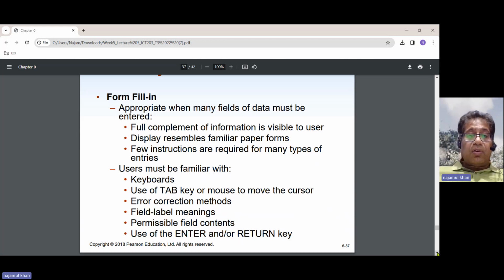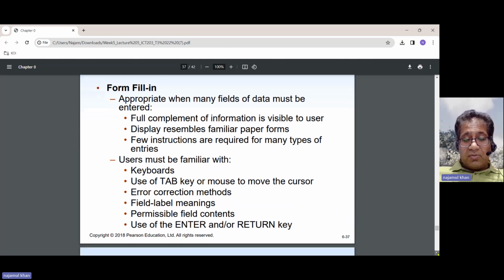Of course, if someone fills up wrong information, then there should be a way where that information can be swiftly corrected without any hassle. That's important as well.